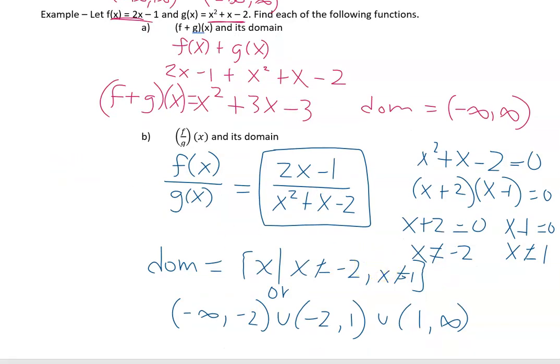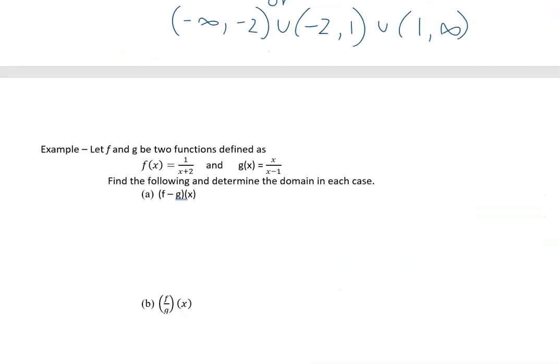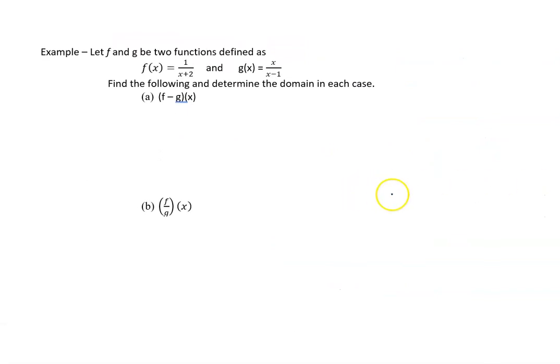So in both of these examples, we were working with functions that were originally polynomials and had domains of all real numbers. But let's look at what if we have an example where our original functions are not polynomials. And what we're going to see is that we're going to follow the same process. The only difference is it's going to be a little bit tougher to find the domains just because the domains aren't going to be all real numbers.